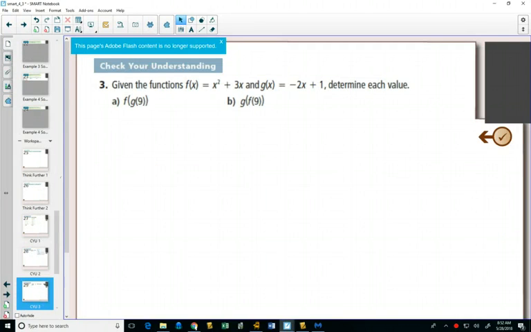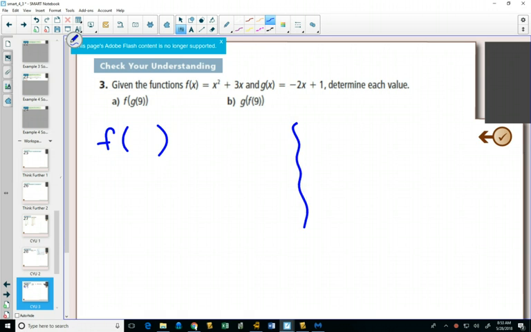If you have two equations, you can do it the same way as we did it with the graphs and with the table of values. If you want to find f of g of 9, you have to find g of 9 first. And you're going to have to ask yourself, can I figure that out in my head, or do I need to do some work off to the side?